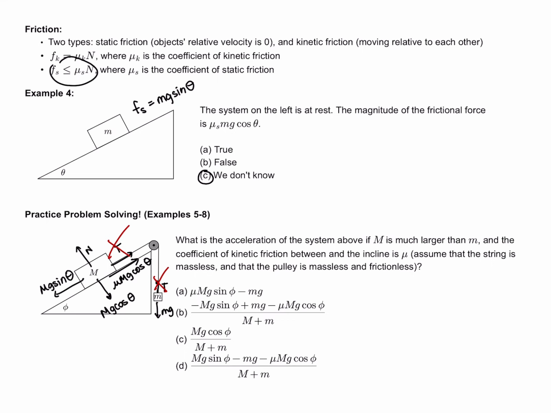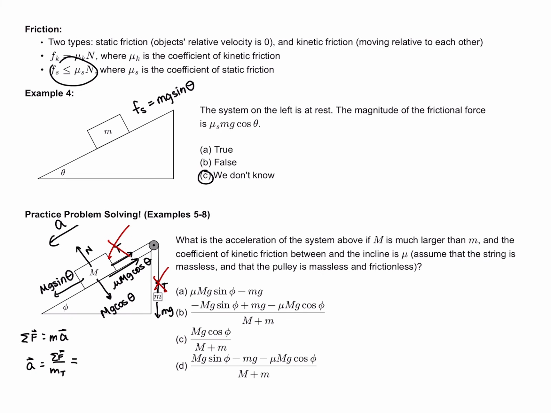So we know that big M is much bigger than little m, so the acceleration is going to be in this direction. So I'm going to consider positive to be in the direction of the acceleration, okay? So for our net force equation, we know that the sum of the external forces acting on the system is equal to the mass times the acceleration. So a is equal to the sum of the forces over the total mass of the system.